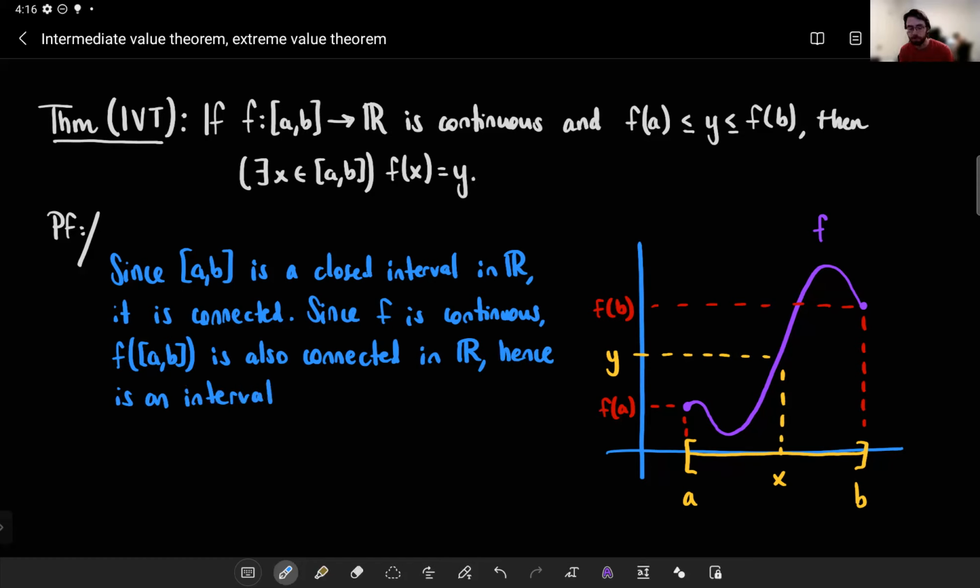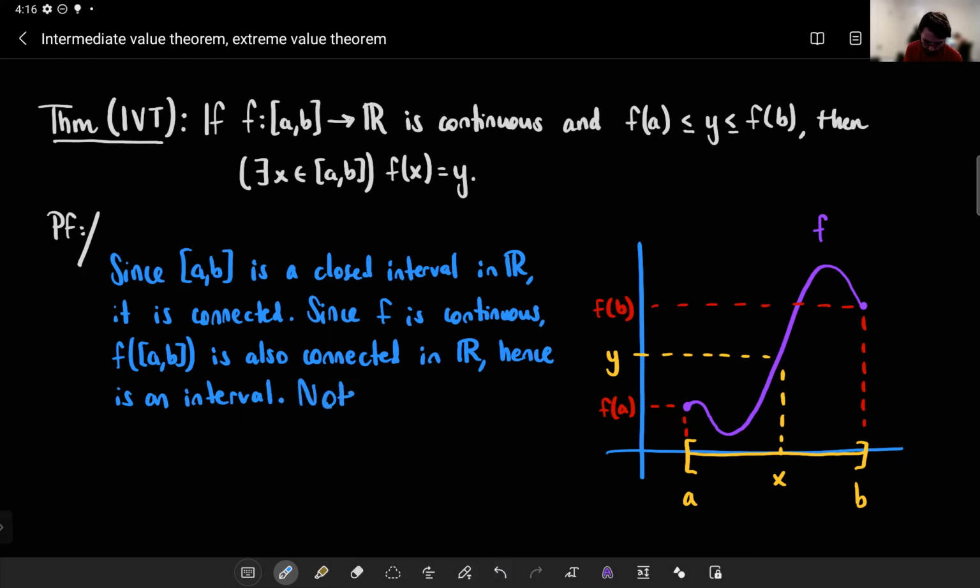And indeed, it looks like it's some interval. It's not quite the interval from f of a to f of b, because we actually go above it and below it in certain parts. But it's some interval. It's some connected space on the y-axis. So we're just calling it f of [a,b], but it is an interval in its own right. Okay, so we know it's an interval.